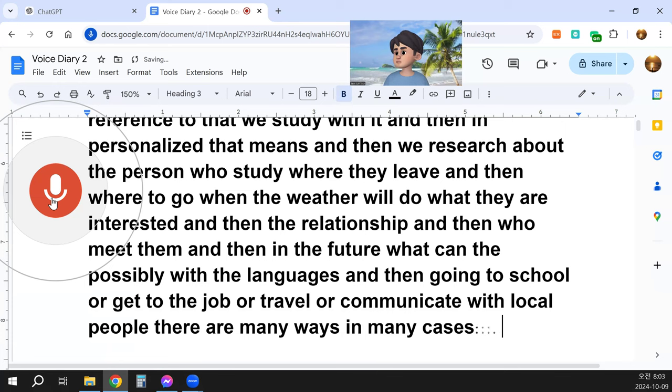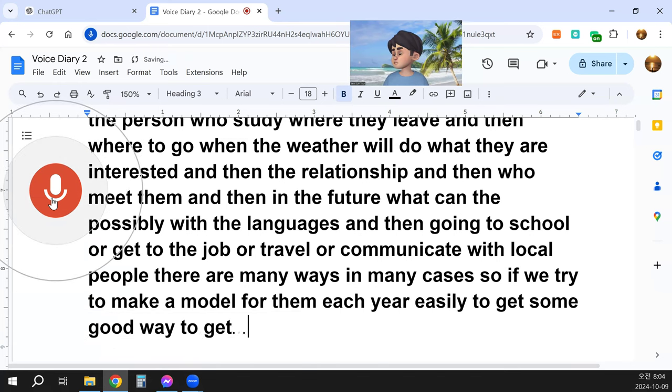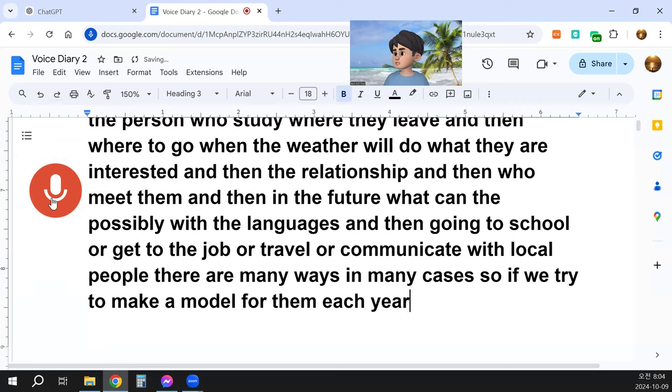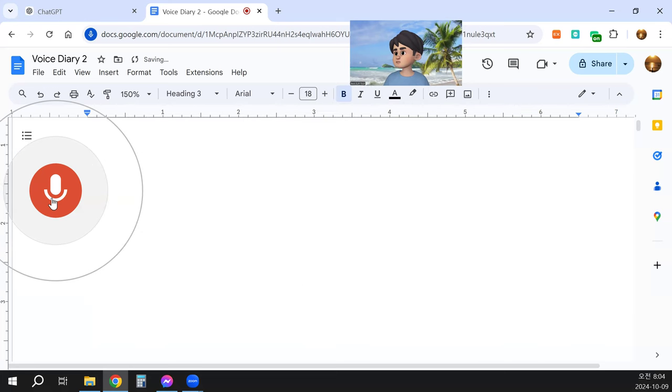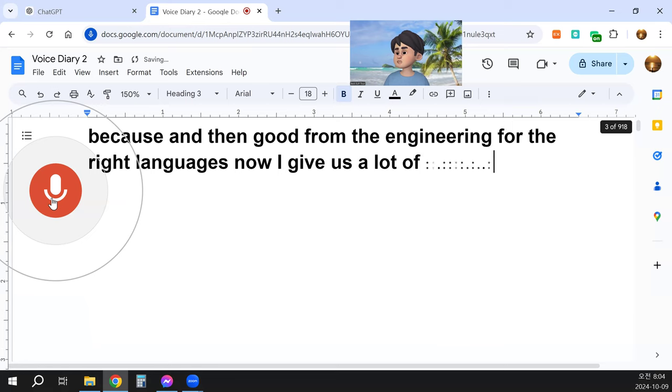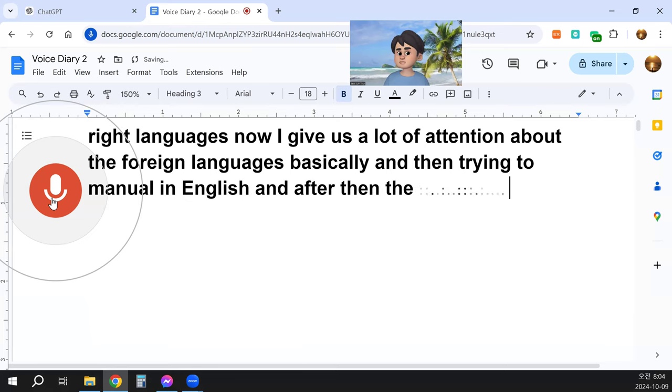If we try to make a model for each person, we can easily get a good way to get personalized content for reference with AI. Using AI is possible because of good prompt engineering for the right language. Now AI gives lots of contents about the foreign language, basically writing the manual in English, and then translating it into the target language. That is the best way.